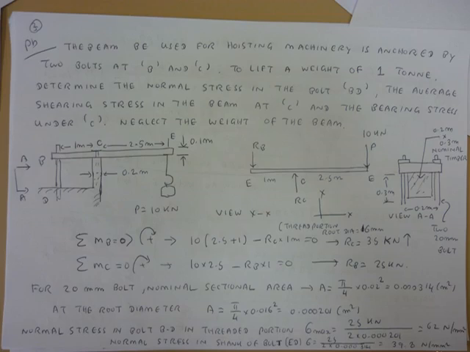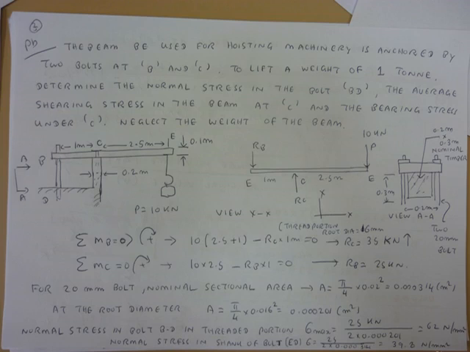And then we resolve this problem. The problem is given. The bin used for housing the machinery is anchored by two bolts at B and C to lift a weight of 1 ton. Determine the normal stress in the bolt BD, the average shearing stress in the bin at C, and the bearing stress under C. Neglect the weight of the bin.